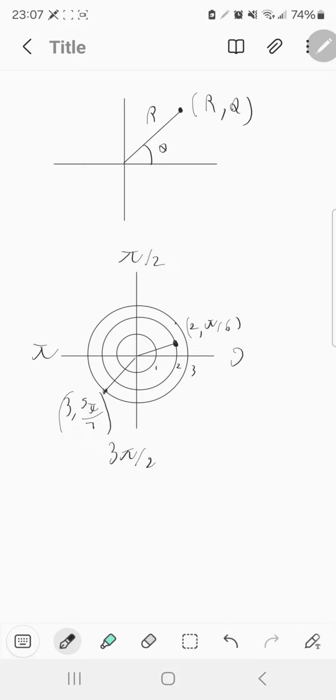And finally, let's say we want the point 1, 11 pi over 6. Well, 11 pi over 6 would be right about here, roughly the same distance. And the point would be right there, and that would be 1, 11 pi over 6. And that is how you graph polar coordinates.